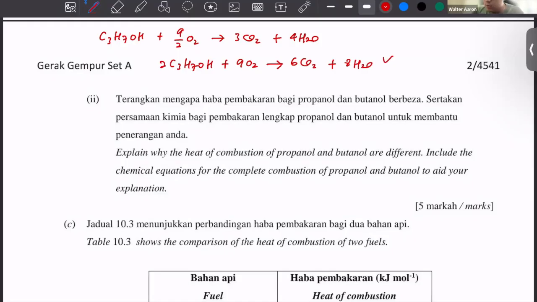And then for butanol, it will be C4H9OH plus 6O2, you will get 4CO2 plus 5H2O.